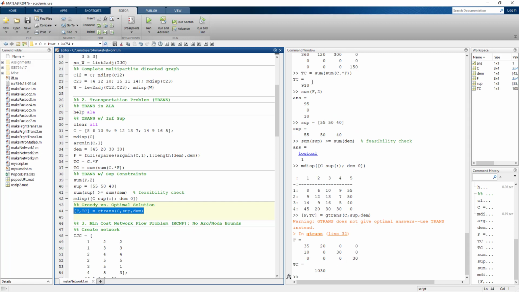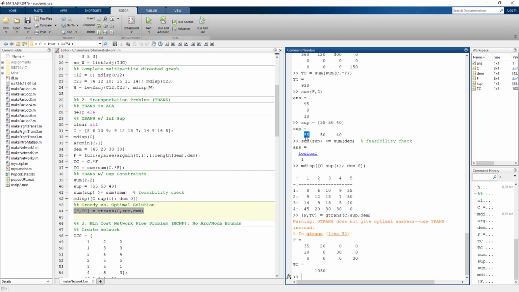When we do that, it gives us a solution, and then because of the constraints, instead of getting a cost of 930, our cost is increased to 1030, and then this represents the total available flows. And we can see here, if we add up the first column of flows, we have a total of 55, which represents the total available supply. So that now is a binding constraint.